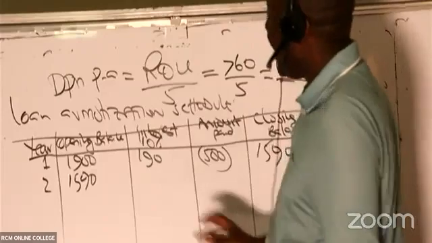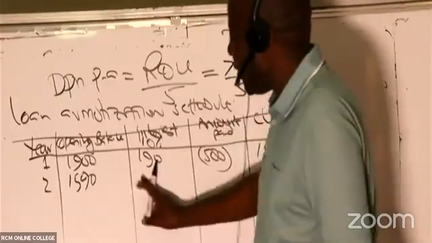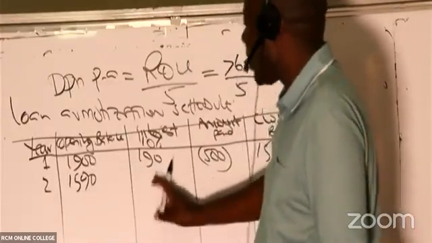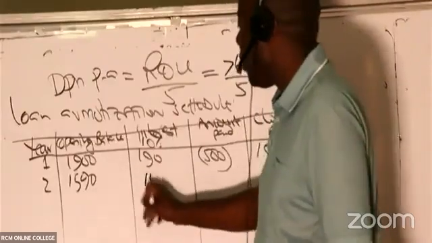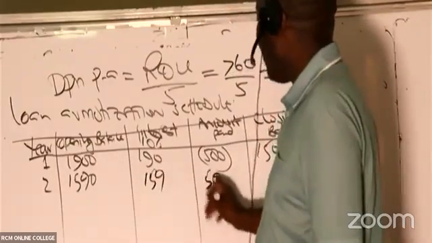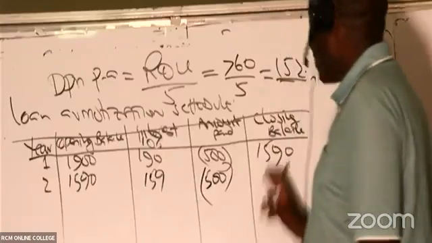So the closing balance here, 1590, becomes the opening balance for year 2. Let this amount earn interest. So 10% of 1590 gives me 159. And then we pay 500. Then what is the closing balance here?